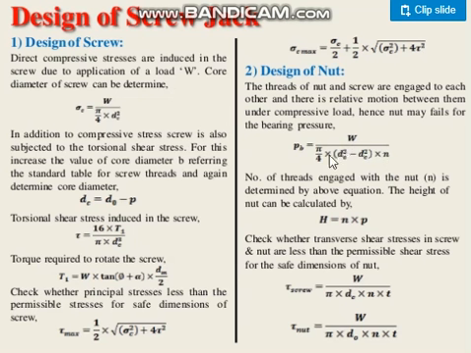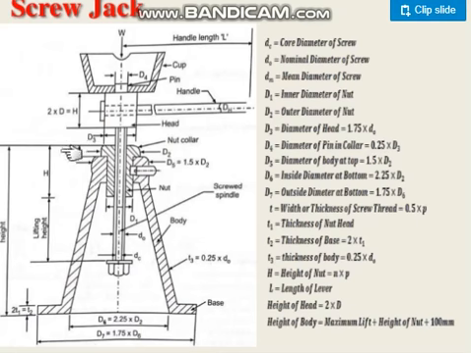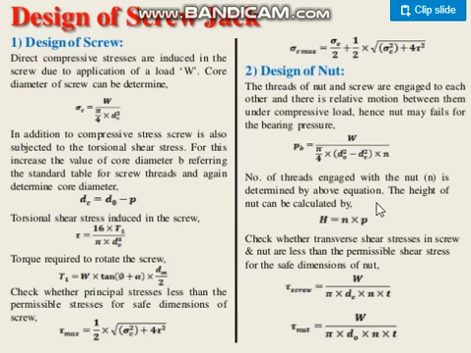So this into N will be the total area. So load upon area will give you the bearing pressure. This bearing pressure should be given in the problem. Okay, from this you can find out what is N. So the number of threads engaged with the nut is determined by the above equation. The height of the nut can be calculated as, you see, height of the nut, this H is written here. How much is the height of the nut? Height of the nut is N into pitch.